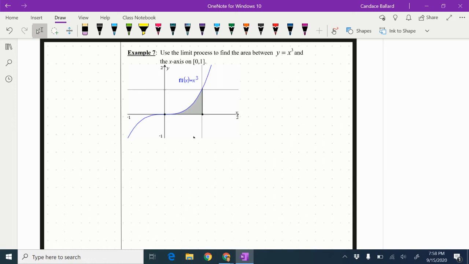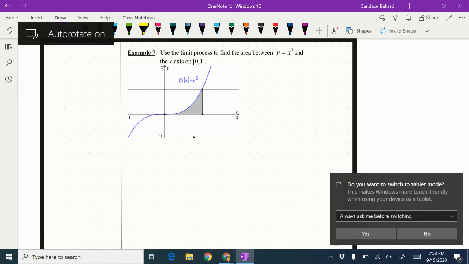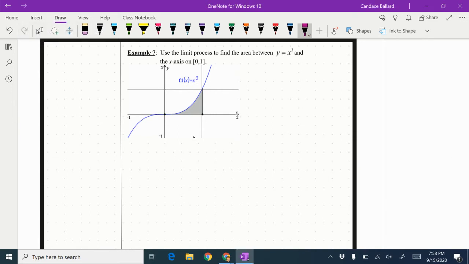So keep in mind as we're doing these, what we are attempting to do is use the limit process to actually find the area under that curve. So what we're trying to do is find this shaded space using a better approximation tool than a Riemann sum, a midpoint sum, or a trapezoidal sum.